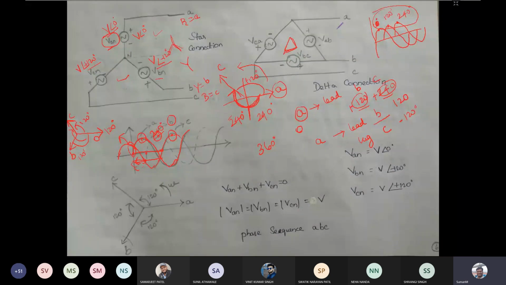So here we will be getting V angle 0 degree. For B phase we will be getting V angle minus 120 degree, and for VCA we will be getting V angle plus 120 degree or minus 240 degree. So these two, it will be like that.